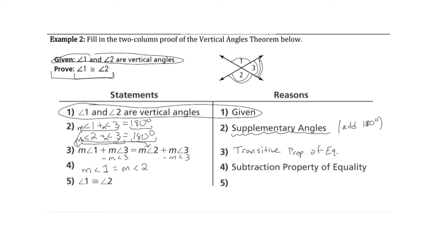And we can prove that angle 1 equals angle 2 when the measures are equal to each other by the definition of congruent angles. That tells us that if the measures are equal to each other, then the angles are congruent to each other. Okay, so that's how we are able to prove the vertical angles theorem.